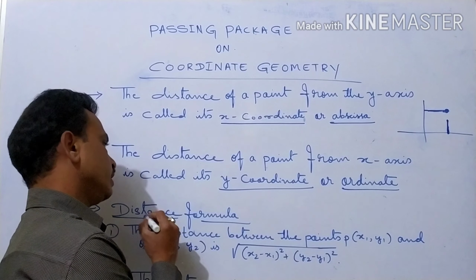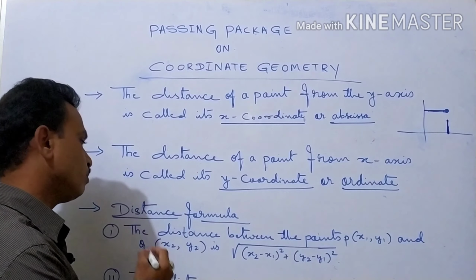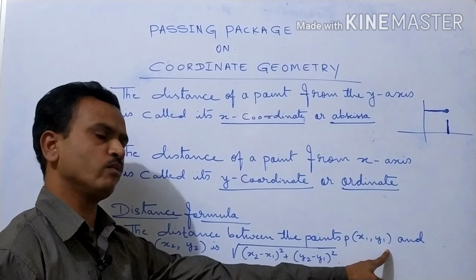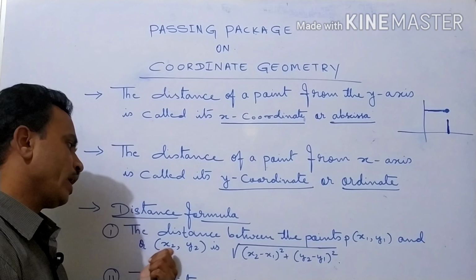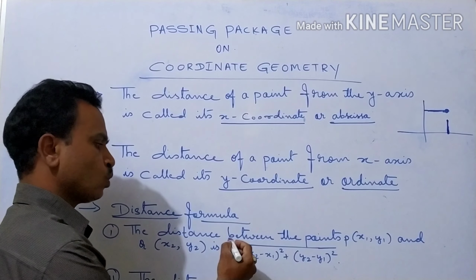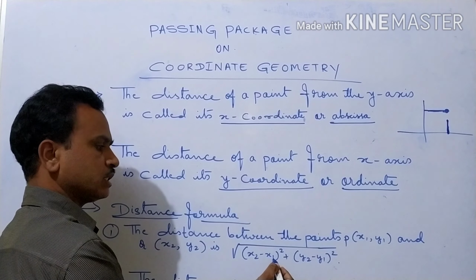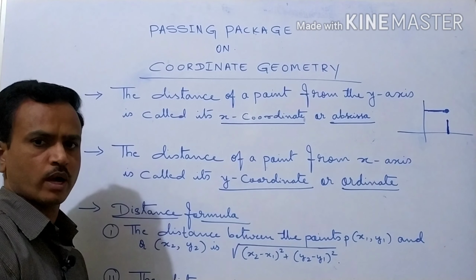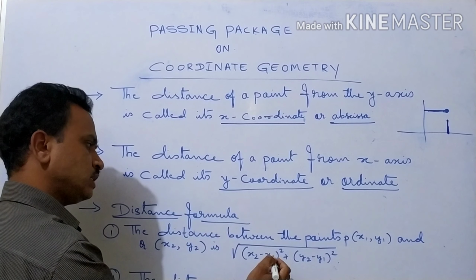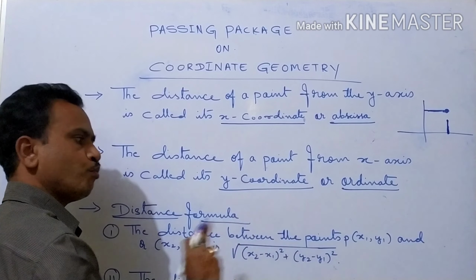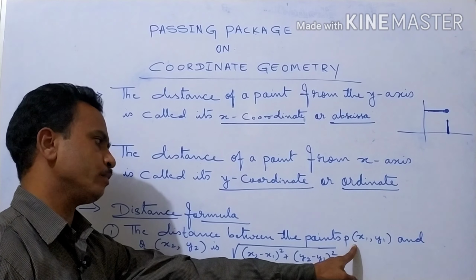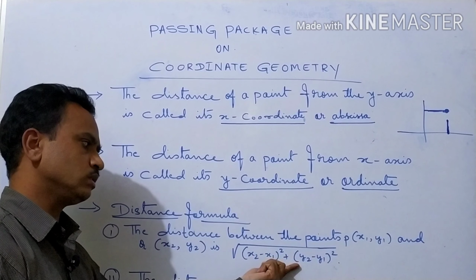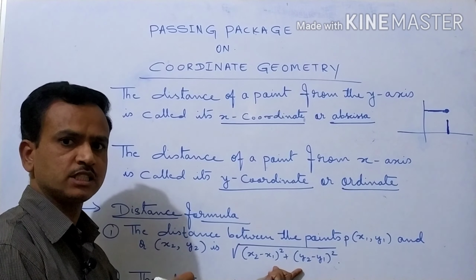Next point, distance formula. The distance between the points P(x1, y1) and Q(x2, y2) is the square root of (x2 minus x1) whole square plus (y2 minus y1) whole square. This is the distance between two points, point P and point Q. To find the distance between two points, this formula is said to be the distance formula.